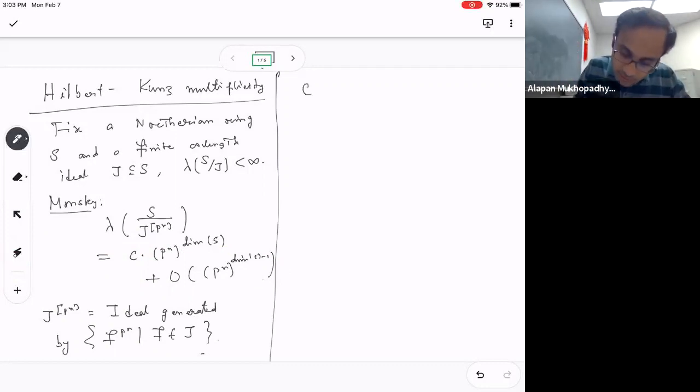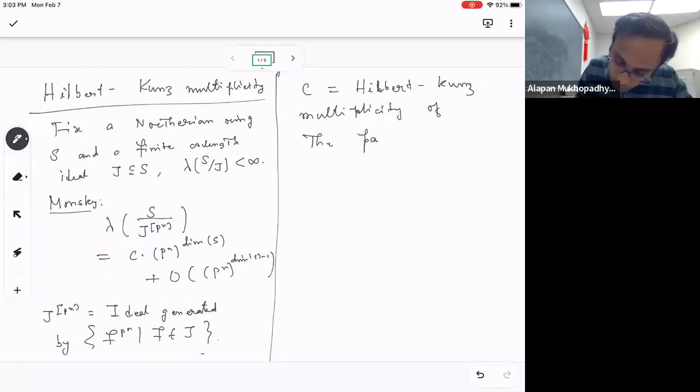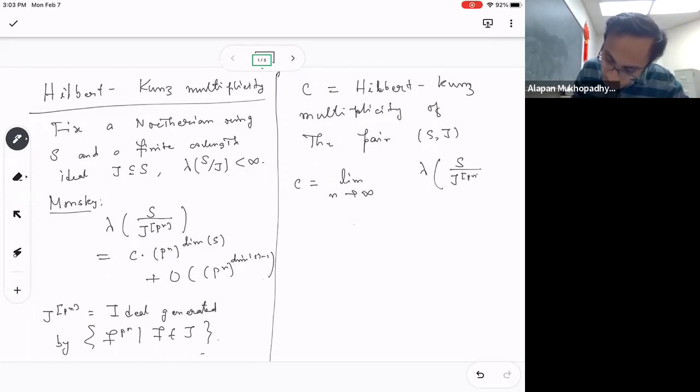So C is the Hilbert-Kunz multiplicity of the pair S comma J. Sorry, my handwriting is awful. Said in other words, C is basically the limit as n goes to infinity of the length of S mod J bracket P to the N, normalized by P to the N times the dimension of S.